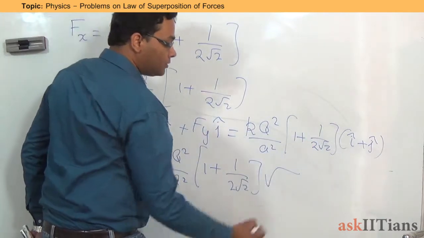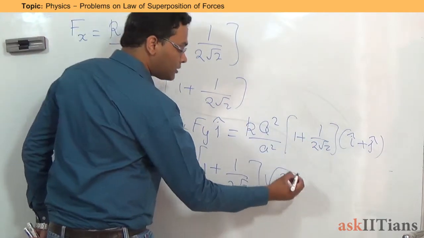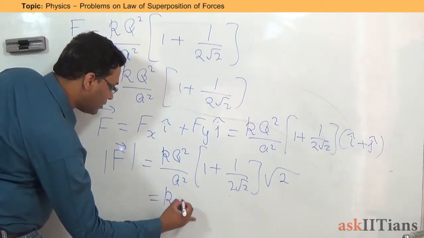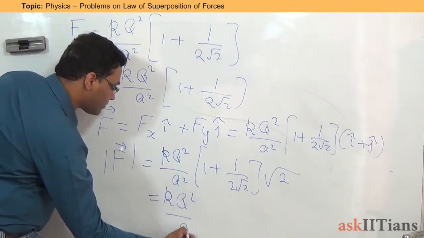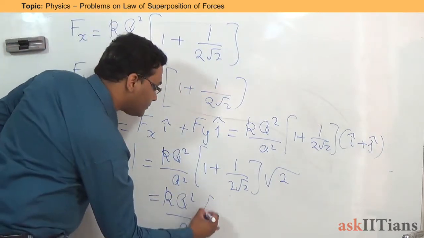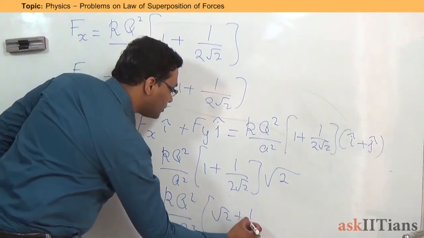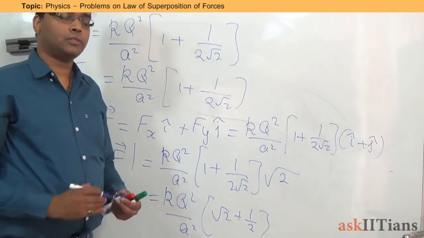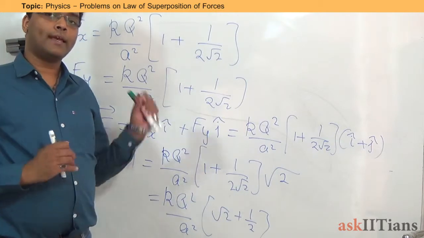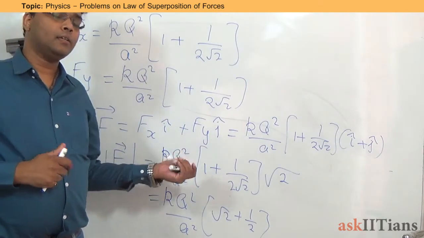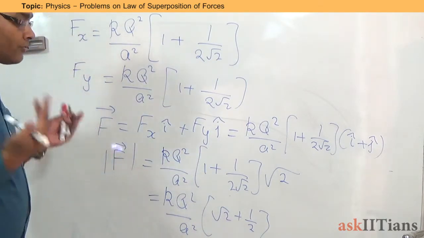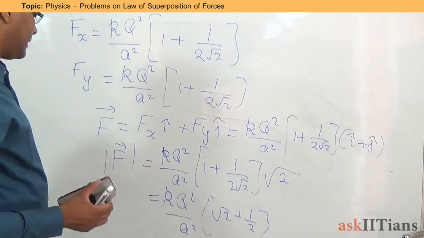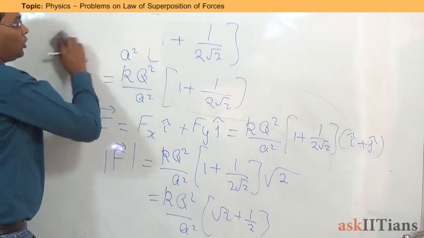Now if you take the square root of this, it is going to be equal to the square root of 1 square plus 1 square. This is going to be root 2. We multiply that root 2 factor inside, so the result comes out to be KQ square by A square, and here you will get root 2 plus 1 over 2. So this is going to be the net force, right? So this way you can actually figure out what exactly has to be done. You do not have to find out the unit vectors, you don't really need to do anything else. So this actually simplifies our life considerably. Okay.